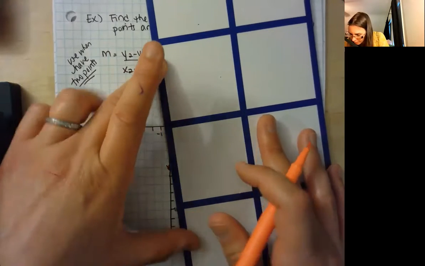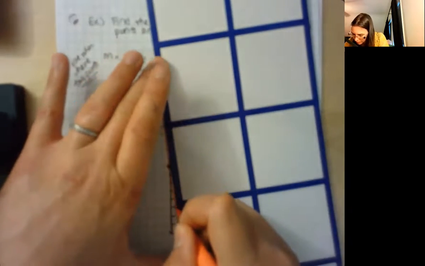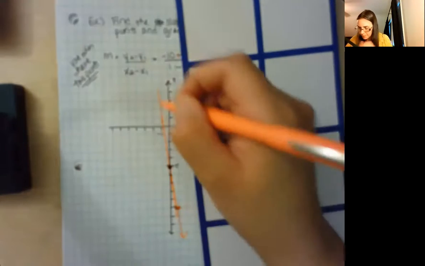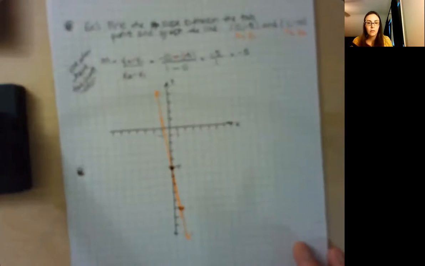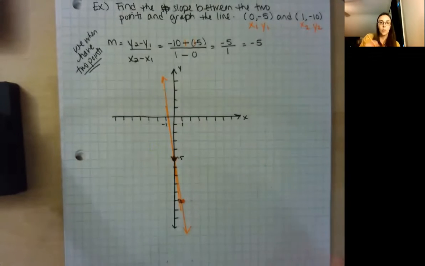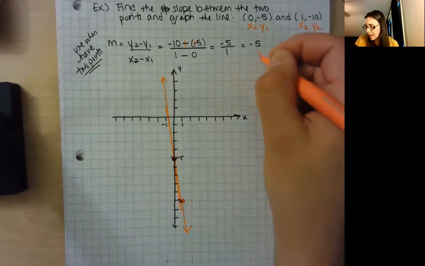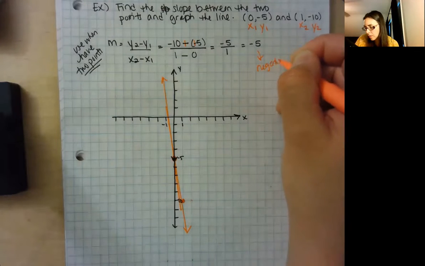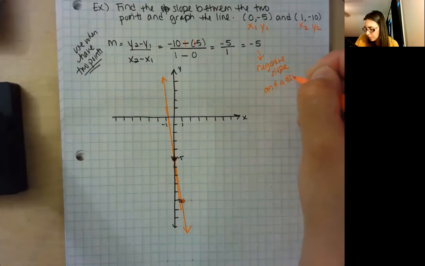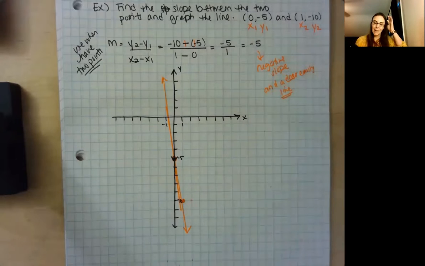My scaling looks a little bit off here, but I'm just gonna connect these together. All right. So I apologize. This one's a little bit messy, but you can get the idea. All right. So what I want you to notice here is that I have a negative slope and a decreasing line, right? So we see that same pattern.